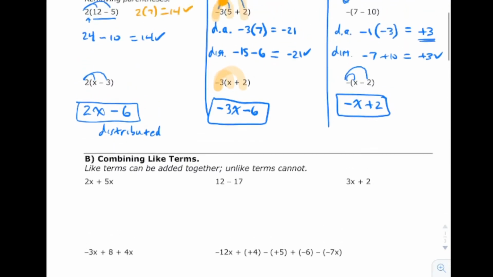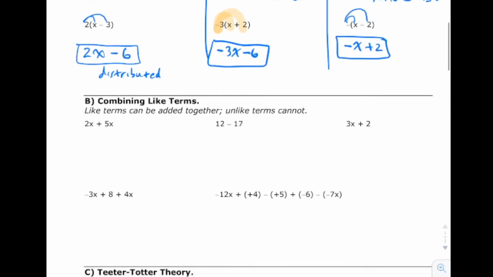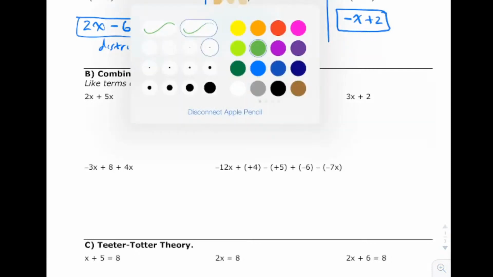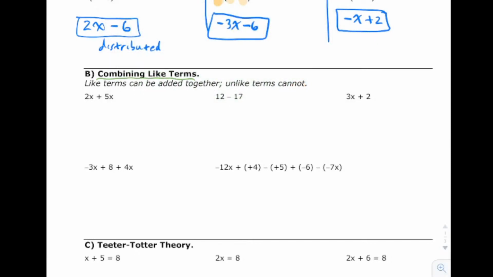So that was thing 1. Thing 2, this is another little thing we have to learn about before we can solve our equations. We have to learn something called, I'll use a different color, combining like terms. And it says right here, if you have like terms, you can add them together. If they're not like terms, you can't. What are like terms? Well, these are like terms. Why? Because they're both x terms. Both are x terms. That means we can add them together.